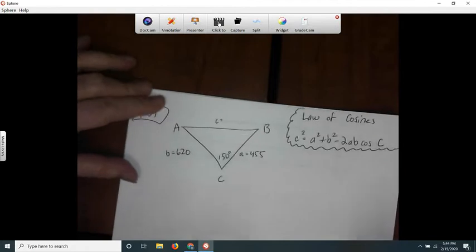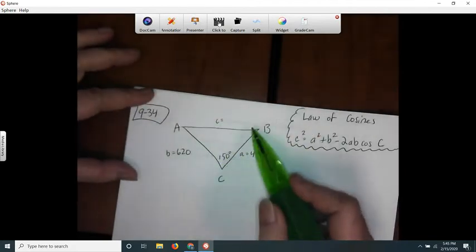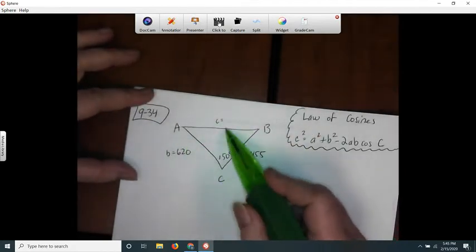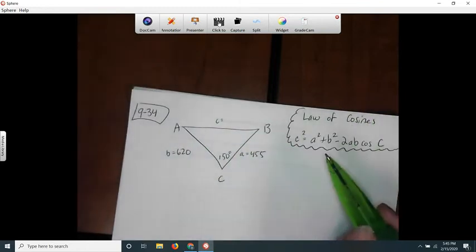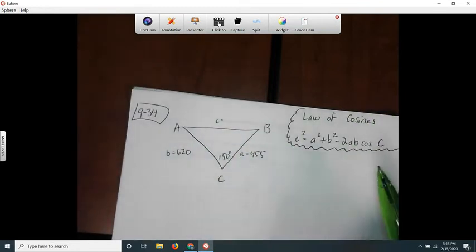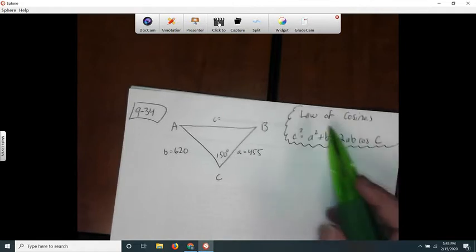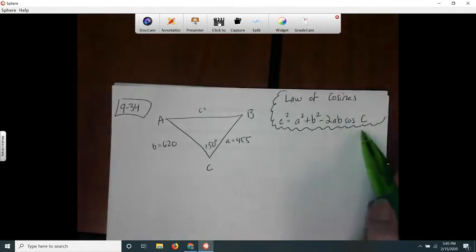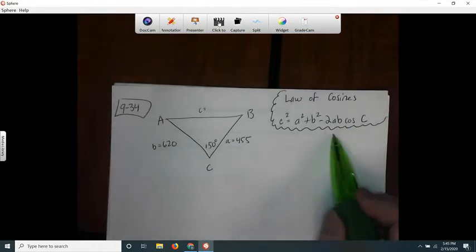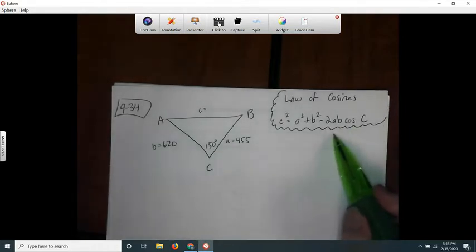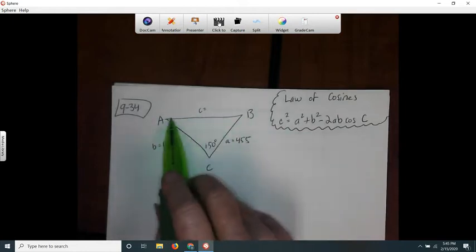I can't even use law of sines on it because I don't have a pair, like a side opposite of an angle that I know. So the only thing left in my toolbox is law of cosines. I don't have it memorized, so I went to the math notes box in your book and got out the law of cosines. Now I think that's everything I need to be able to find little c.